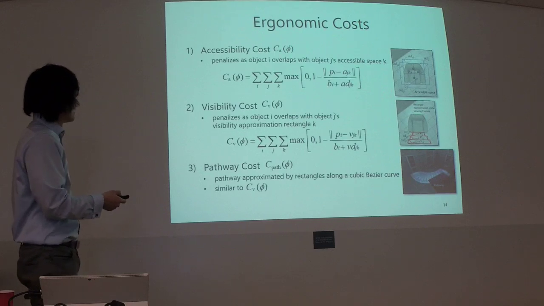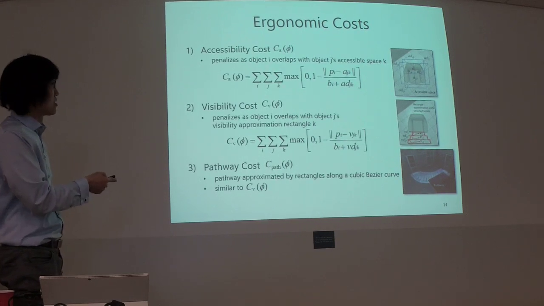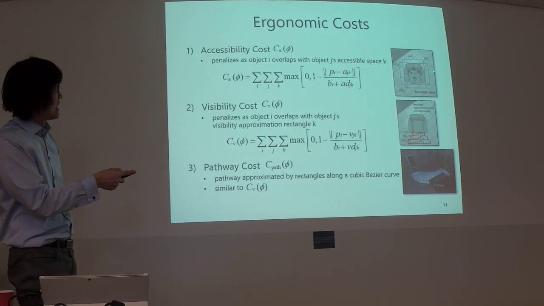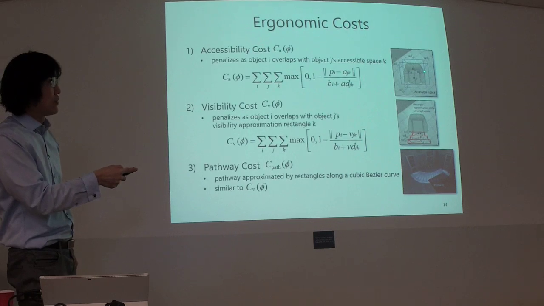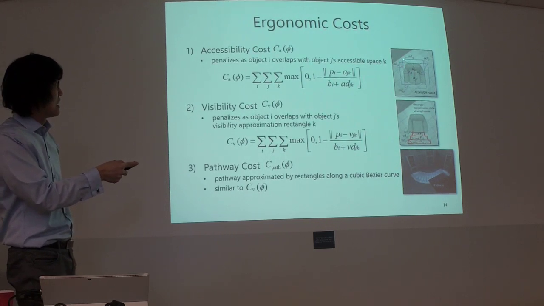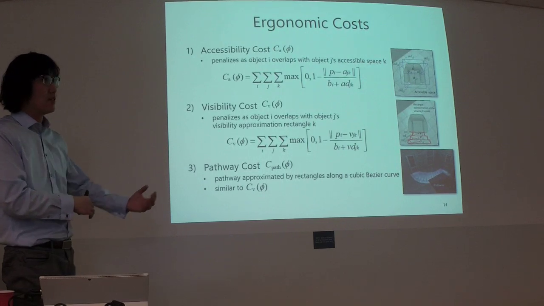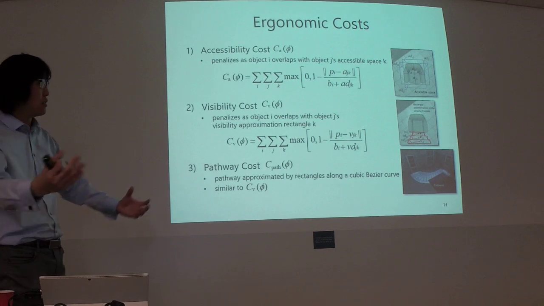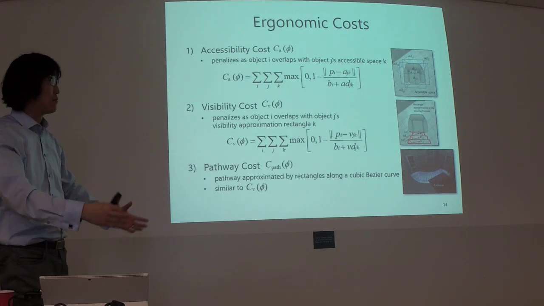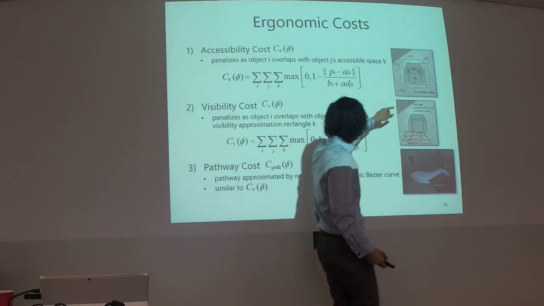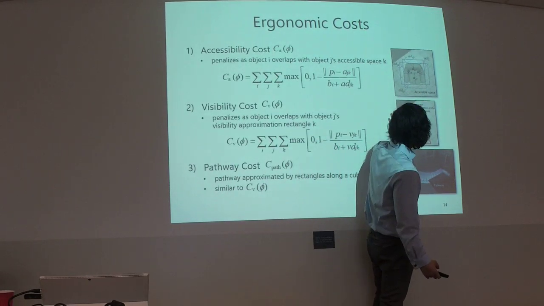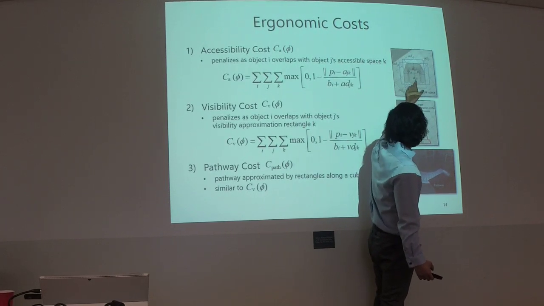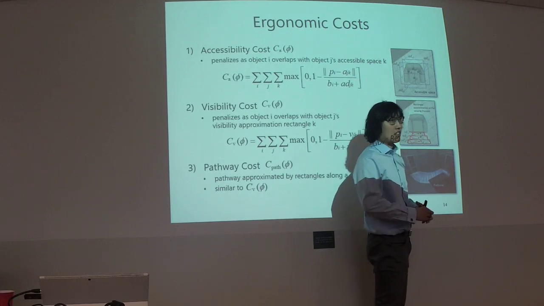So we have a number of cost terms. For example, we have an accessibility cost. Basically, it defines a space around each furniture object. For some sides of the space, you don't want it to be occluded. You don't want other objects to step into that space. For example, this is the front side of the chair. You don't want any object to be staying here, because that would make the furniture object not accessible, right?